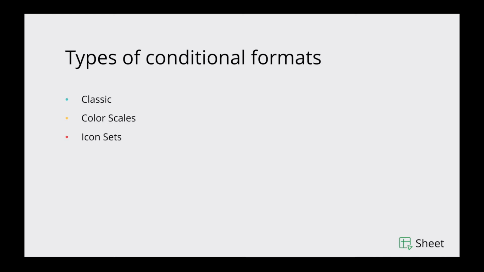Next we have color scales. Color scales are nothing but a gradient of colors that can be used over a range of cells to study the data trend or change over a period of time. And then finally we have icon sets. Icon set, as the name indicates, provides you with various icons with which you can represent your data for a better visualization. So now let's jump into the demonstration and see how these options work inside Zoho Sheet and how you can use them for your spreadsheet data.